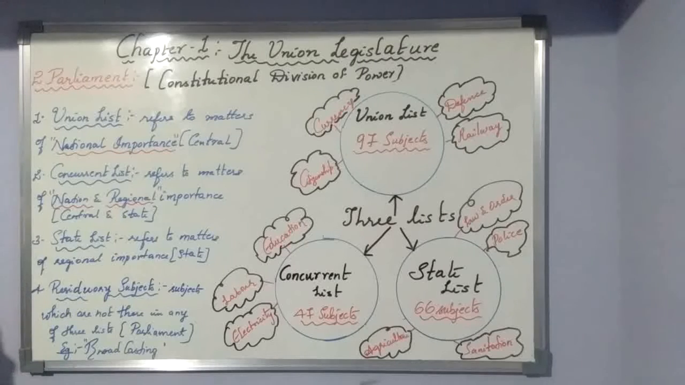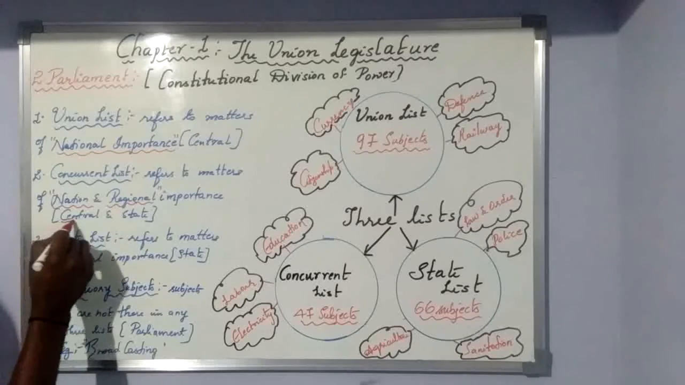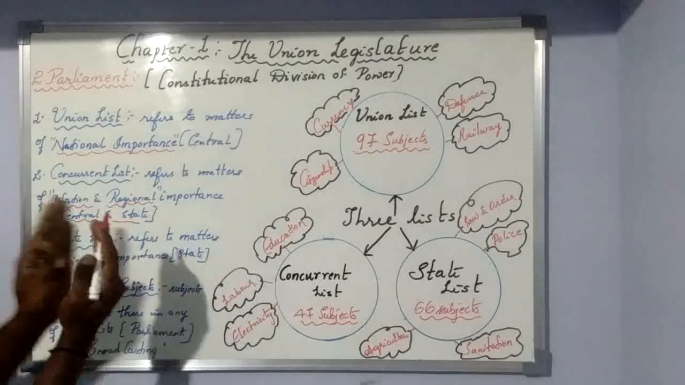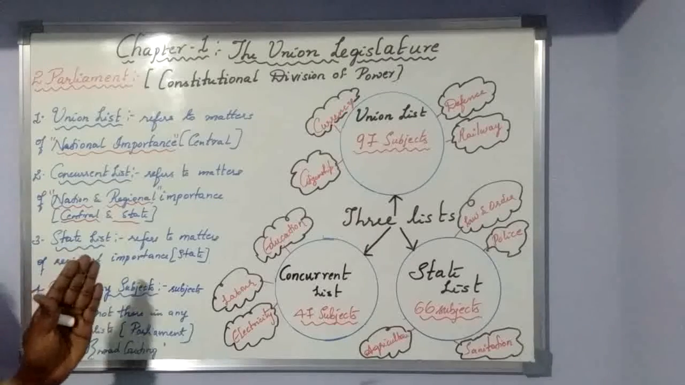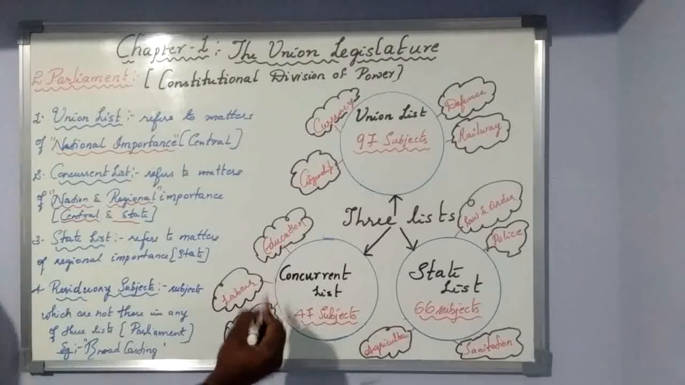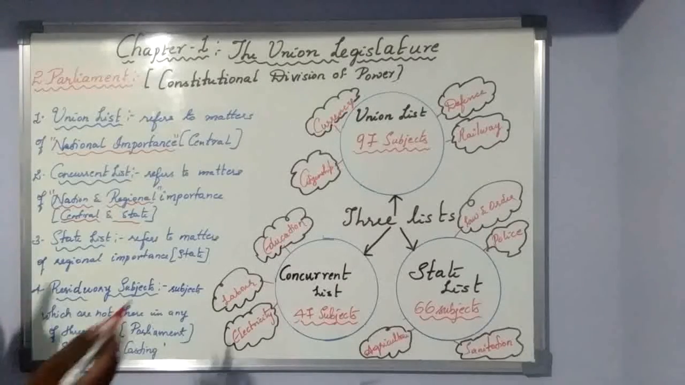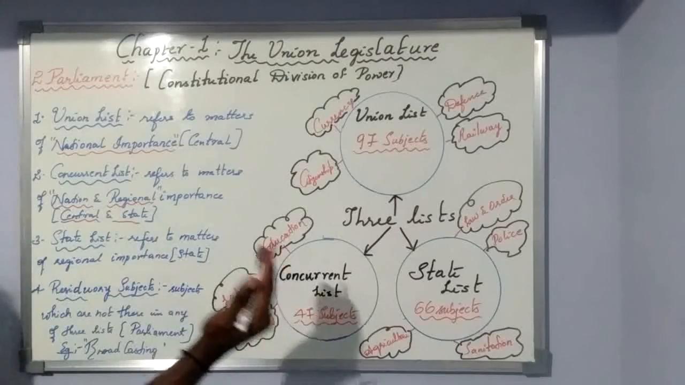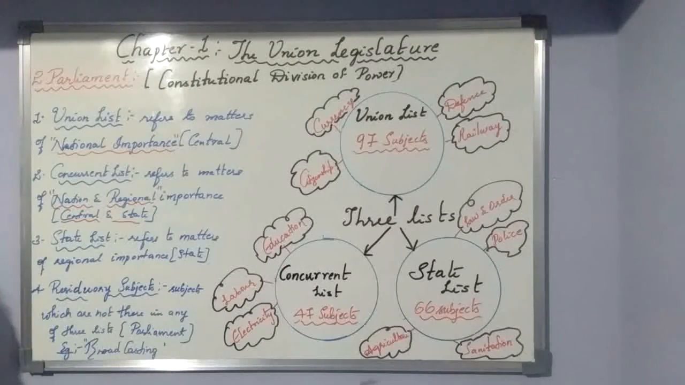Nation and state are like two faces of our country, one nation with national importance and regional importance. So in such areas, the central government and state government come together and make a law. In that case we have 47 subjects where the central and state governments should come together and make a law, which is universal in our country. Wherever you go, that particular concurrent list subject will be universal.